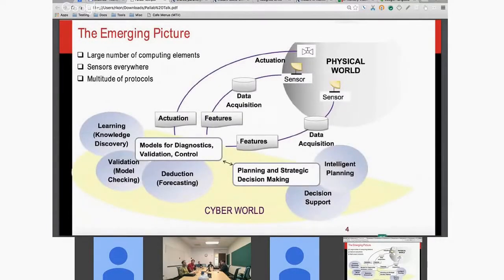When we talk about the emerging picture of cyber physical systems, it has moved out from the traditional description of a control system where you have a plant controlled by a controller running on a processor. Increasingly we will have a huge number of sensors everywhere. A lot of data will get acquired, and then there will be models for diagnostics, validation, control, and the whole ecosystem will develop around these things. There will be intelligent planning and decision support systems, all of this in the control domain. For example, we will have smarter control of the power grids, and smarter control of the movement of trains in a yard, and so on and so forth.